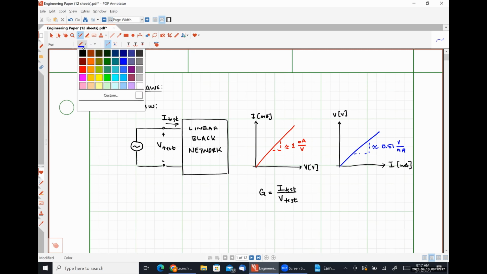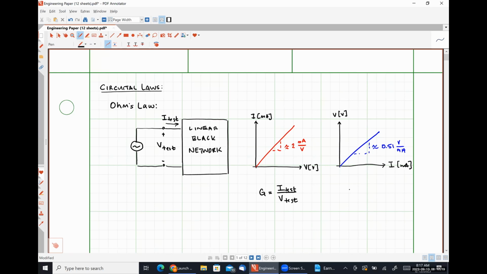And this slope is referred to as resistance. So resistance is defined as the ratio of voltage to current. Conductance is defined as the ratio of current to voltage. And so we can see that these two quantities are just the reciprocals of each other.